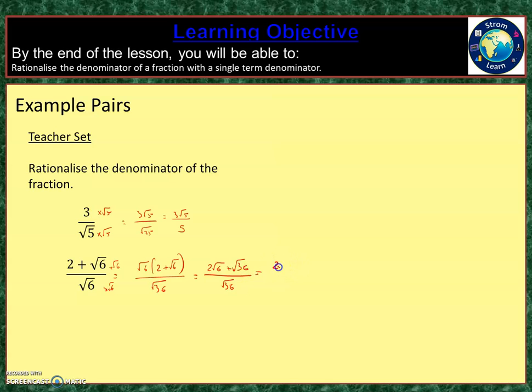Those root 36's will simplify to 6. And then I'm going to see if I can simplify. Now I'm going to show that by factorising, simply because then we can see 2 is a factor of the numerator and the denominator. Cancel the 2's, leaves me with root 6 plus 3 over 2, and we have rationalised that denominator.